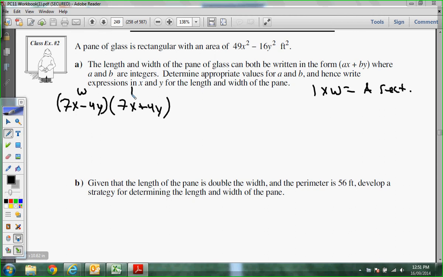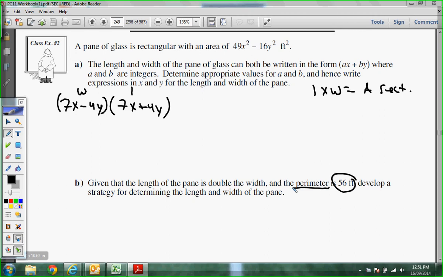So what's part B say? Given the length of the pane is double the width and the perimeter is 56 feet, develop a strategy for determining the length and width of the pane. So what is the information that's going to help us figure some stuff out? What's the number there that's going to help us? 56 in perimeter. That's where we can actually associate a value now. So we can actually associate a value with what they're giving us.